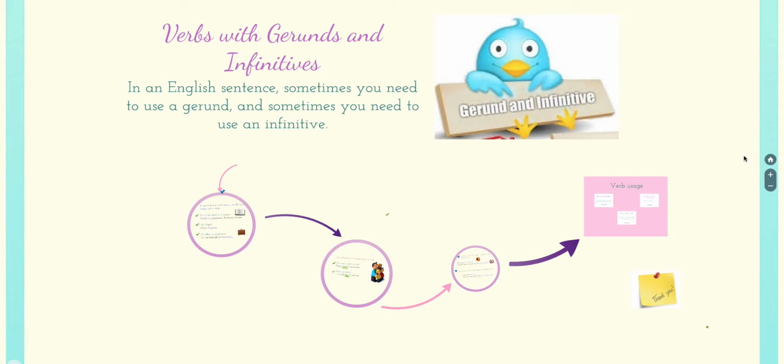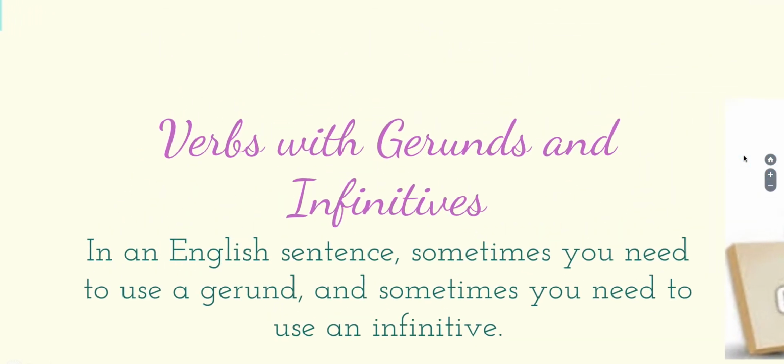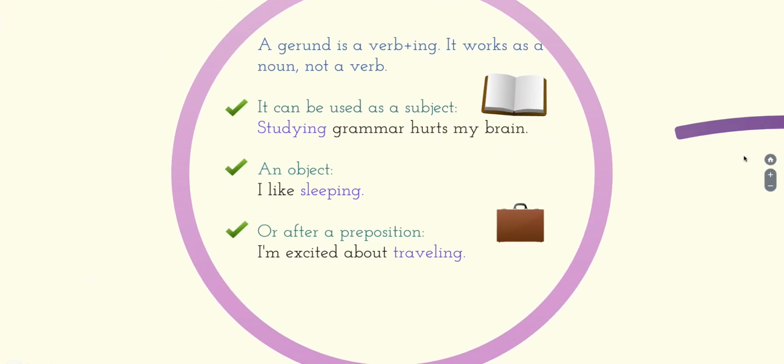Okay? So, Mariana, can you please help me reading this first part? Yes, teacher. In a sentence, sometimes you need to use a gerund and sometimes you need to use an infinitive. Okay. Go ahead, Mariana, continue, please. A gerund is a verb plus ing that works as a noun, not a verb. Stop. It can stop there.